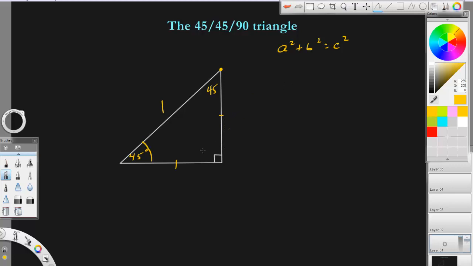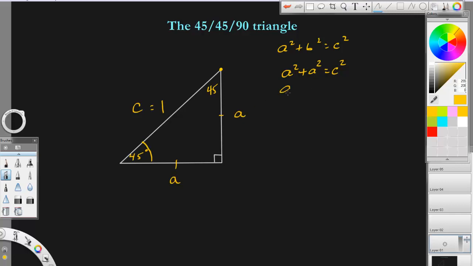The way that you would do this, though, is instead of calling this C and this A and this B, I can't do that. I'm going to call this A, and since it's equal, I'm going to call this A. So it's essentially A squared plus A squared equals C squared. Does that make sense? I mean, these two are the same. And when this angle is different than 45, you have to have a different variable here because it's going to be different. But since they're the same, you can use the same variable.